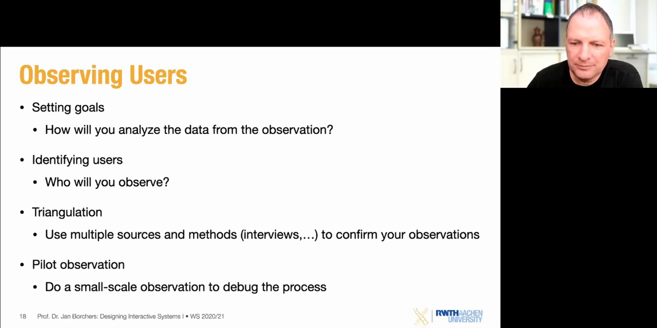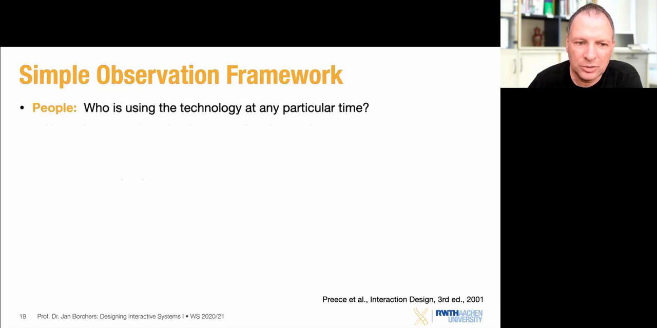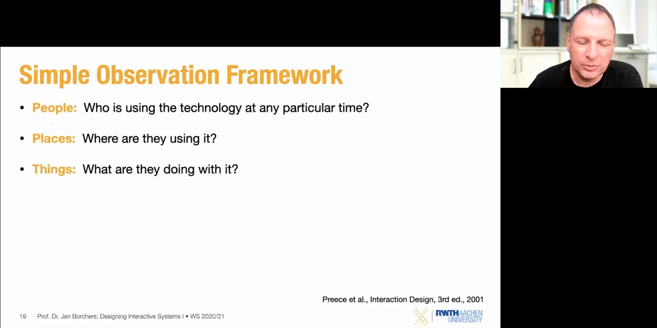To give you an idea, you might say, as a simple observation framework, what you need to understand is who are the people, the users that you are observing using some technology. Where are they using this? This is part of the context. And then what are they doing with it? What's the task that they're doing? So you've got people, places, and things.